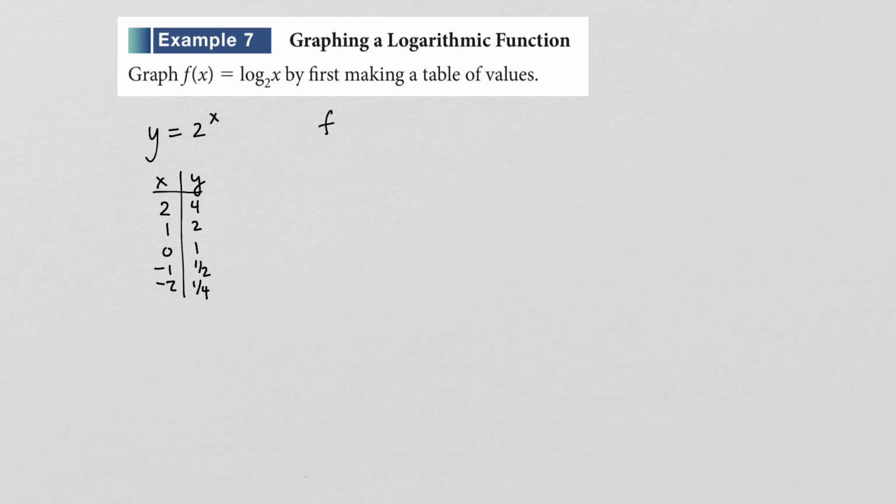So if I want to graph the function f of x equals log base 2 of x, we know that this function is the inverse of this function. So because it is the inverse, all it's going to do is reverse the coordinates on all these points. So instead of 2, 4, we will have 4, 2. Instead of 1, 2, we will have 2, 1. And then 1, 0. And then 1/2, -1. And finally, 1/4, -2. And then the graph is quite easy to get from there.